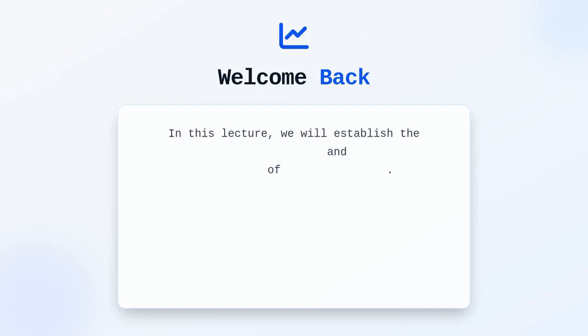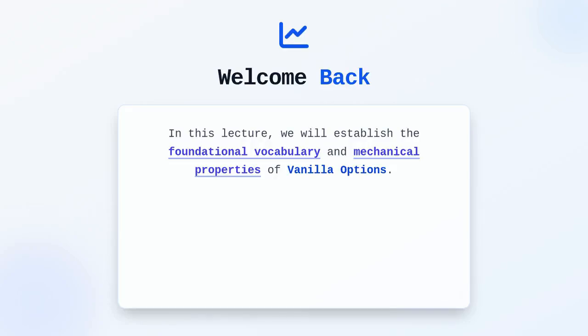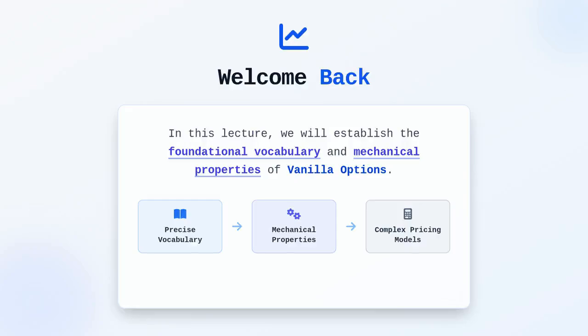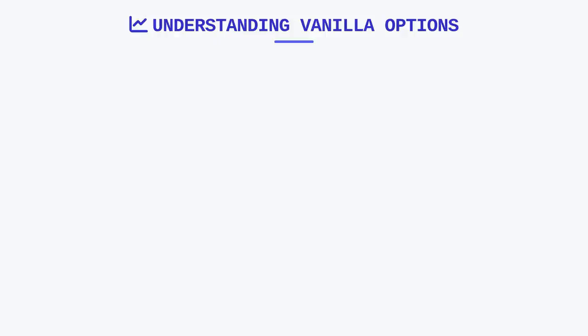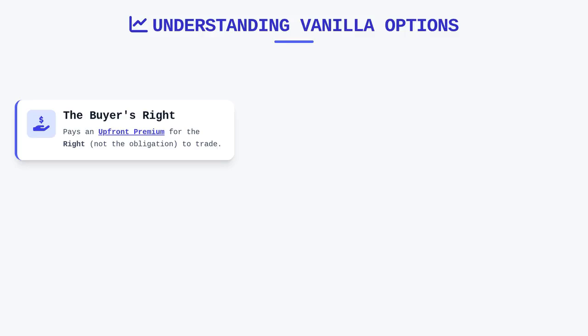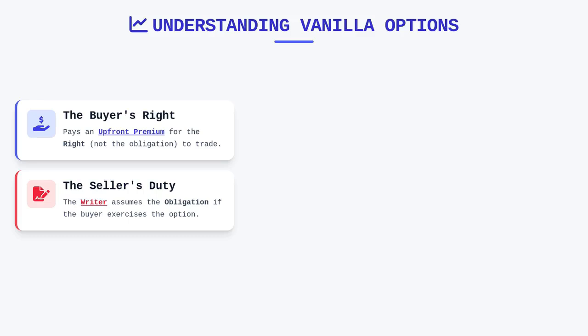Welcome back. In this lecture, we will establish the foundational vocabulary and mechanical properties of vanilla options to ensure you have a precise understanding of these derivatives before we move into complex pricing models. A vanilla option provides its holder with the right, but not the obligation, to either buy or sell an underlying asset at a predetermined price by a specified date. While the buyer gains this right in exchange for an upfront cost known as the premium, the seller, or writer, assumes the corresponding obligation if the holder decides to exercise.